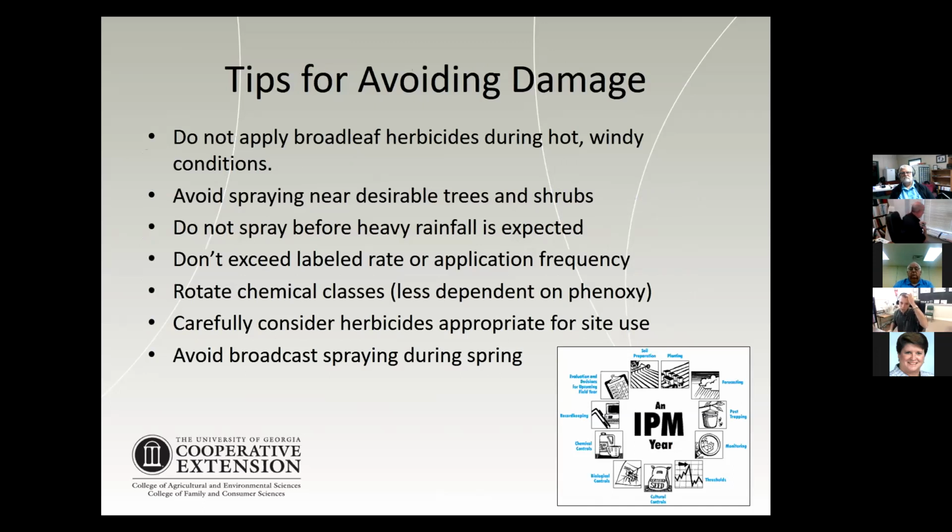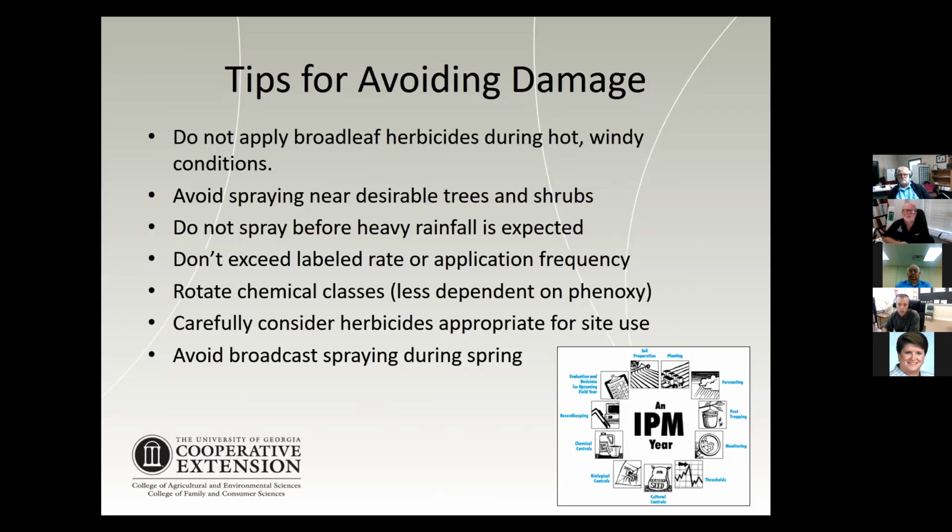So tips to avoid damage, as far as drift is concerned, you don't want to spray on hot, windy days. We get more volatility of those herbicides. You want to keep your neighbors happy as far as drift issues. Avoid spraying near trees and shrubs, especially your neighbors' trees and shrubs, if you want to avoid drift damage or runoff damage and that sort of thing.